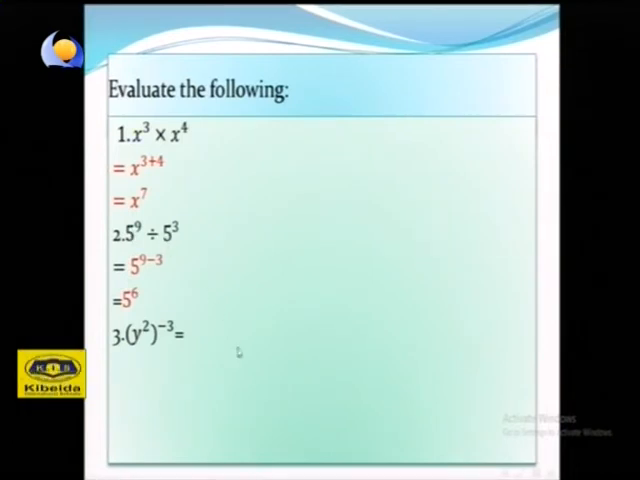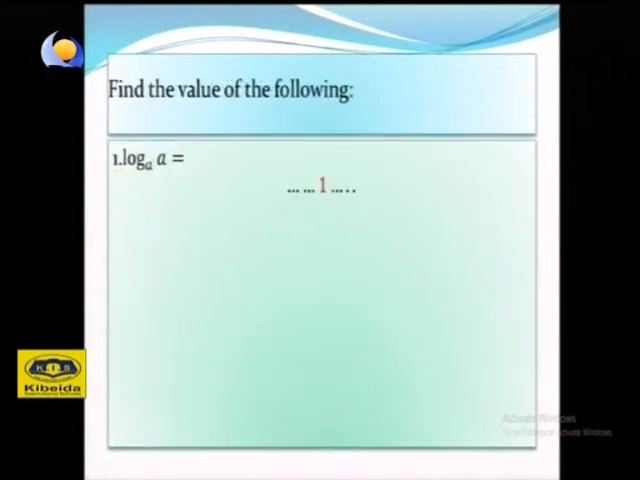Okay, in number 3, it's y squared all raised to power negative 3. It's clear that there is one number raised to a power and then raised to another power. What I should do here is multiply the powers. So it is y to power 2 times negative 3, which equals y to power negative 6.